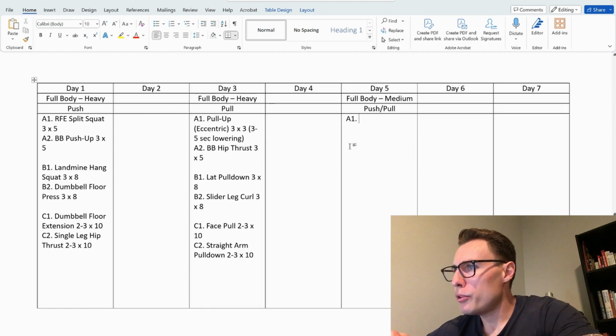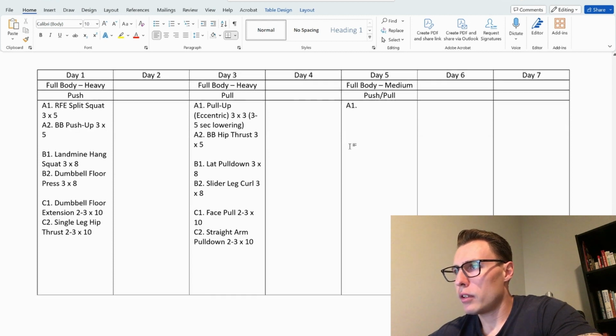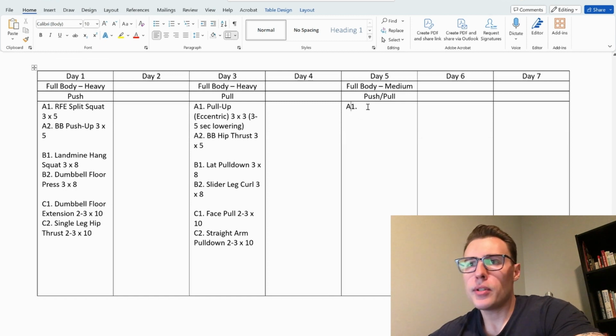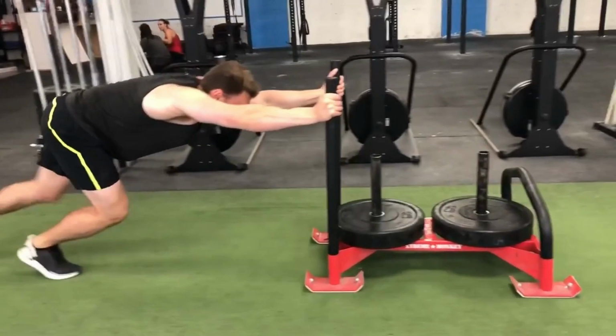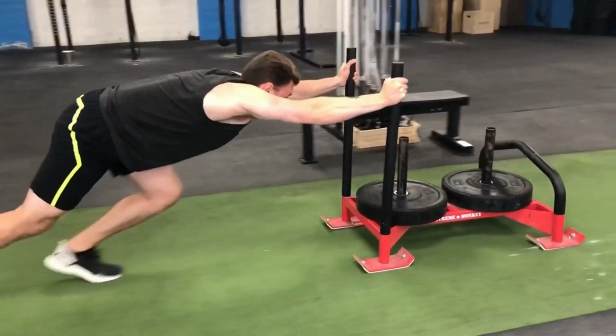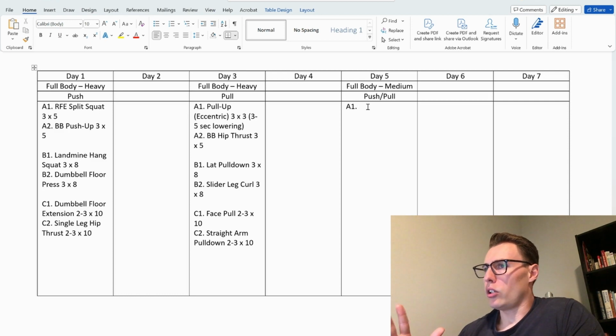So what we'll do here is we'll start it off with a lower body push. And I like doing sled work on the medium days or the lighter days, because pushing the sled is awesome for work capacity. It's a great way to strengthen your legs one leg at a time. It helps with ankle mobility. If you don't believe me, just watch any of the Knees Over Toes Guy's stuff. He uses the sled a lot in his programs.